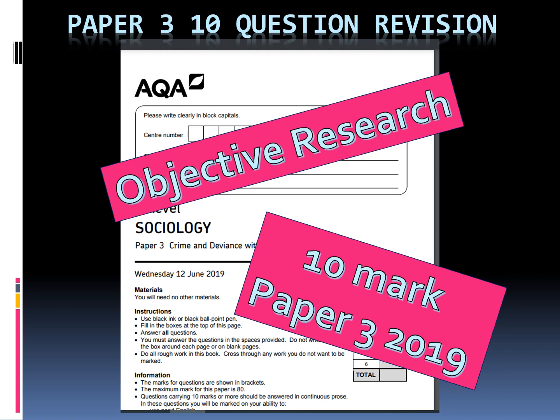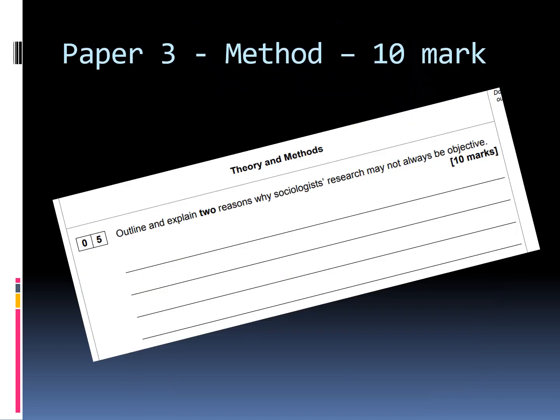Hi everyone, video tutorial number 5 out of paper 3 2019. We are looking at question 5, which is the 10-mark theory and method question. In this case, it's about objective research. The 10-mark outline and explain appears on both paper 1 and paper 3 for theory and methods, so it's a really good idea to practice these styles of questions.